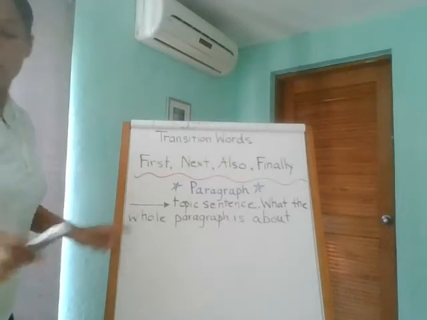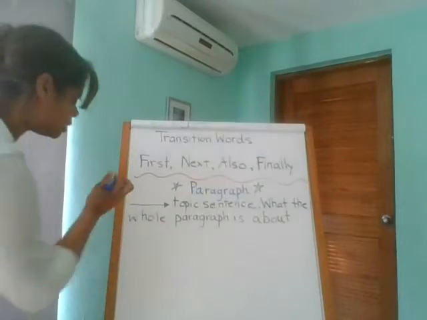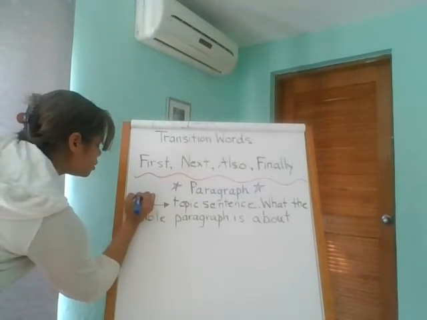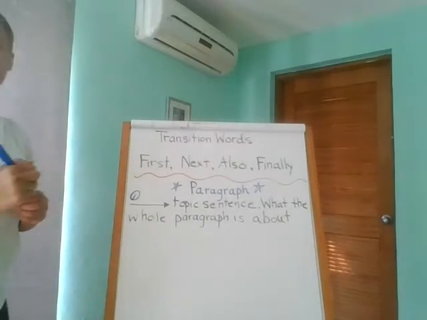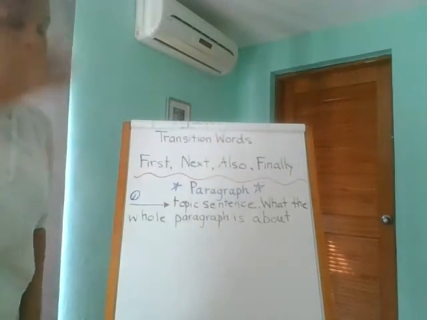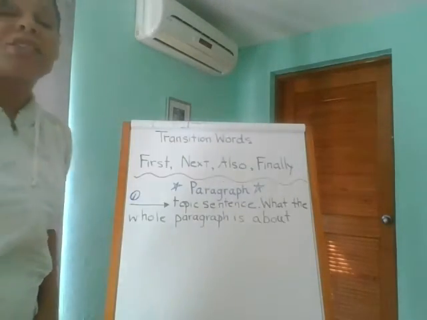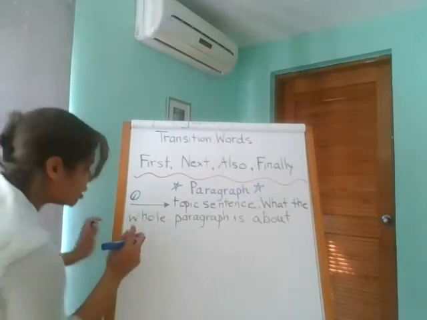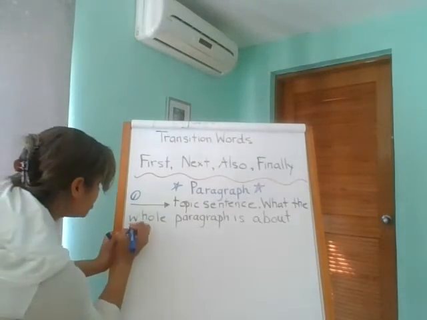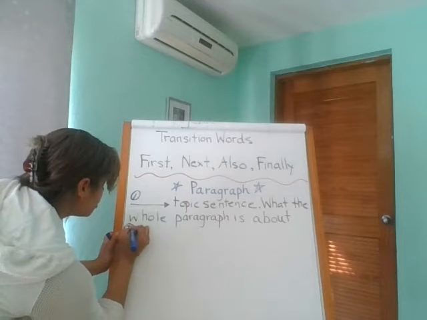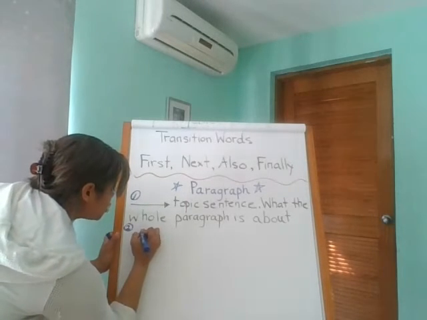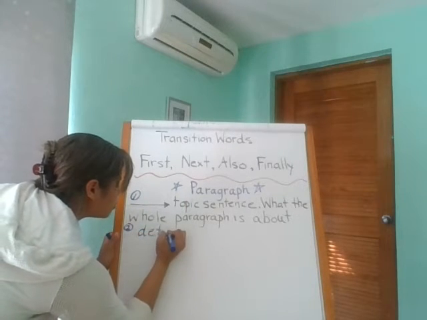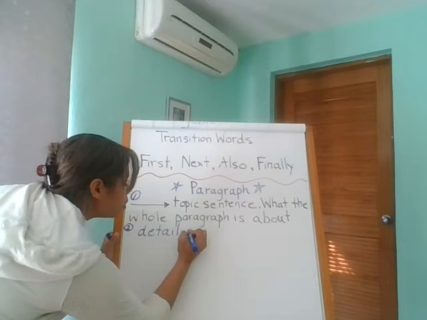Okay, so this is step 1. I'll put a number 1 here. All right. Next sentence, so this is our first sentence. The second sentence, this is going to be supporting detail number 1. Okay, I'm going to start right over here. Okay, so I'll put number 2. So I'll just put detail number 1.